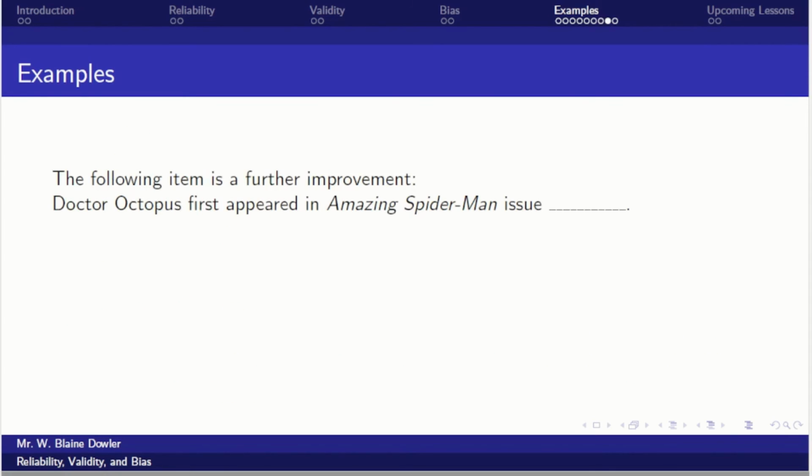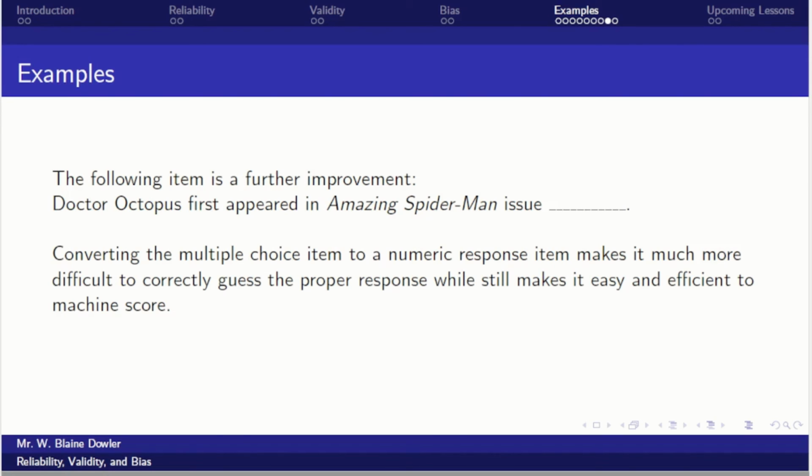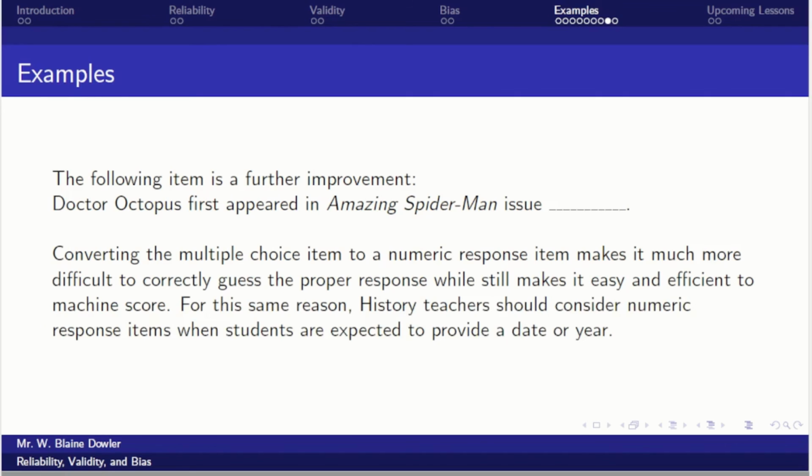We can make it even better by turning it into a numeric response and just saying Dr. Octopus first appeared in Amazing Spider-Man issue, and then we leave that blank so that students fill in the number on their own. The numeric response still makes it easy to machine score, but now the odds of guessing correctly have been reduced from 20%, because now you just have to know the number. For the same reason, history teachers should consider doing numeric response items when students have to provide a date or a year. It's effectively a machine scoreable fill-in-the-blank.